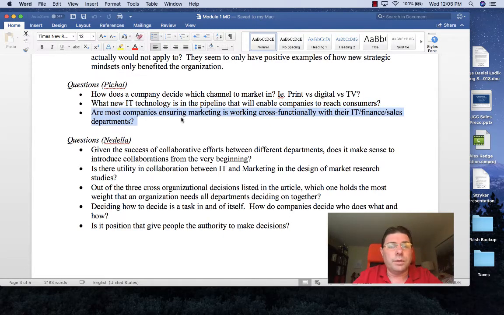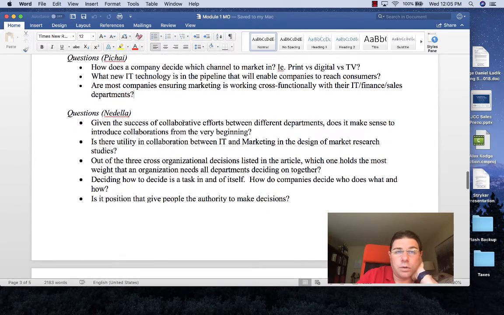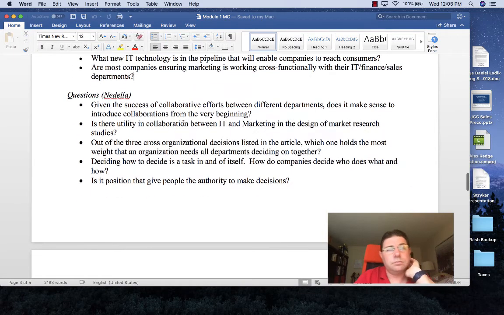Are most companies ensuring marketing is working cooperatively with their IT? No, they're not. Most companies are not market oriented. Most companies are not outside in. Most companies do not work cross-functionally. They really don't. I'm seriously saying 80% of all the companies out there are inside-out firms. Seriously.